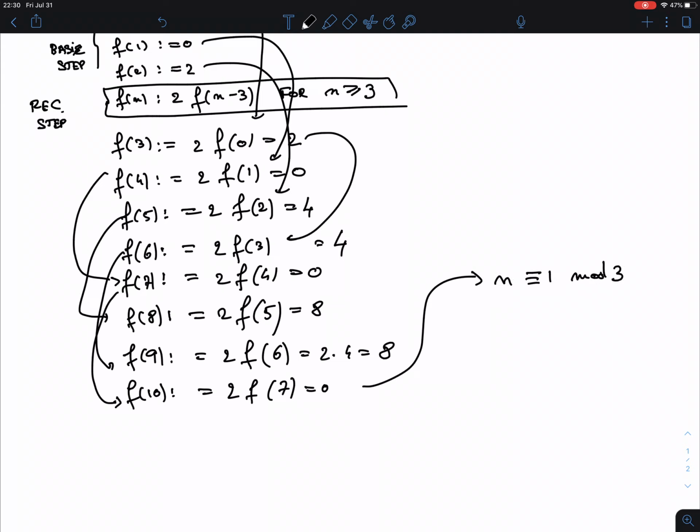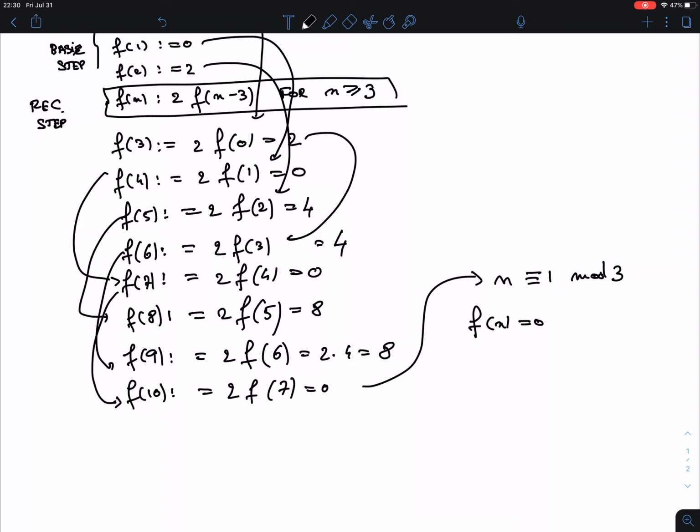So if n is equivalent with 1 mod 3, remember this means that if you subtract 1 from the number, it's divisible by 3. So in this case, 10 minus 1, that is 9, right? 7 minus 1 is 6. So in other words, the numbers where we get 0, so we can already conclude that f of n is 0. So that's okay.